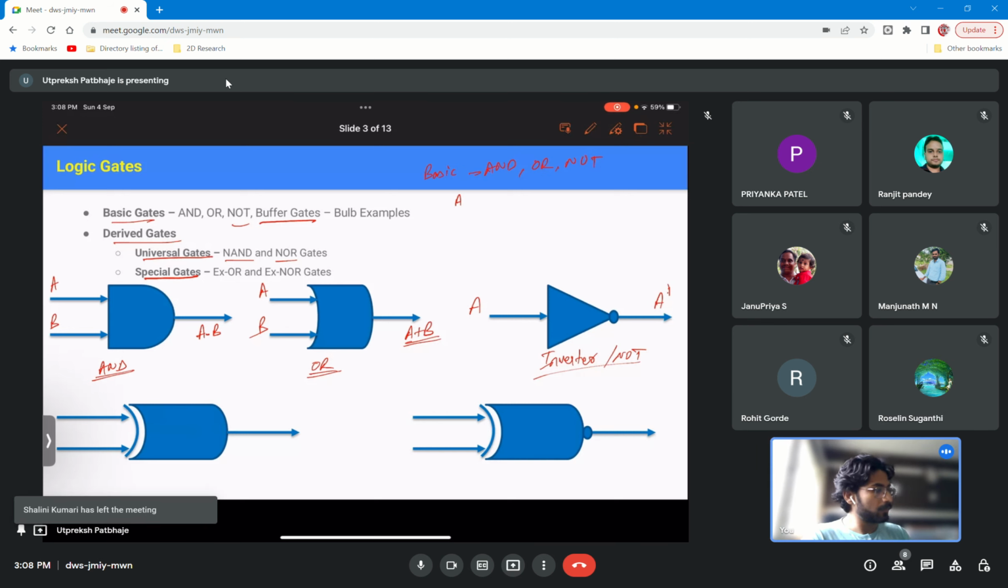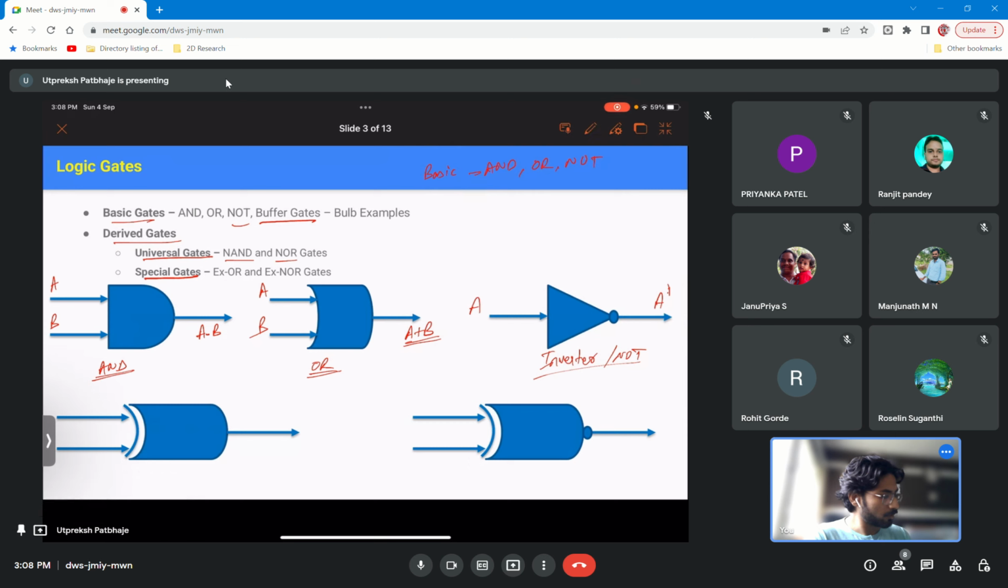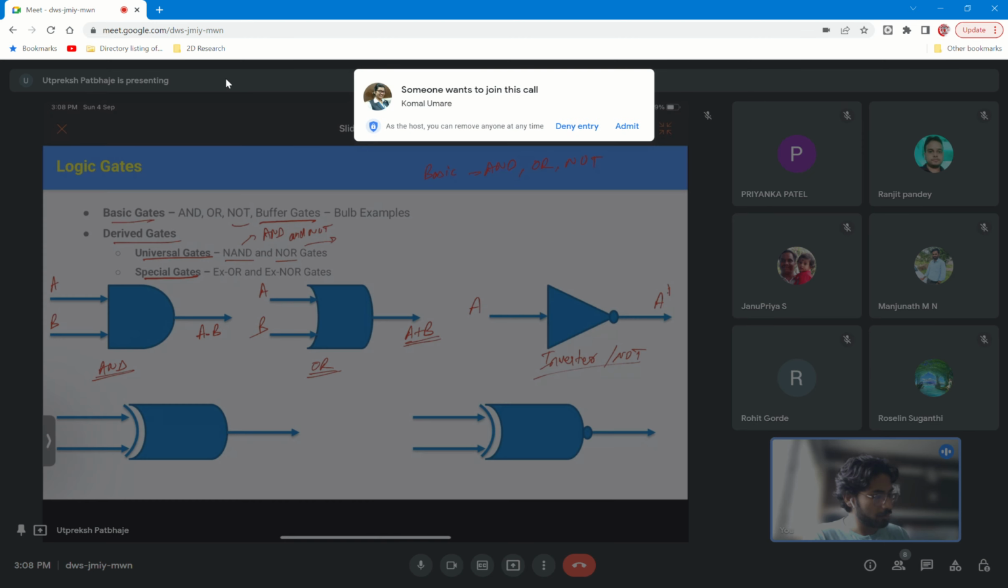NAND is basically a combination of AND and NOT function, and similarly NOR is a combination of OR and NOT.